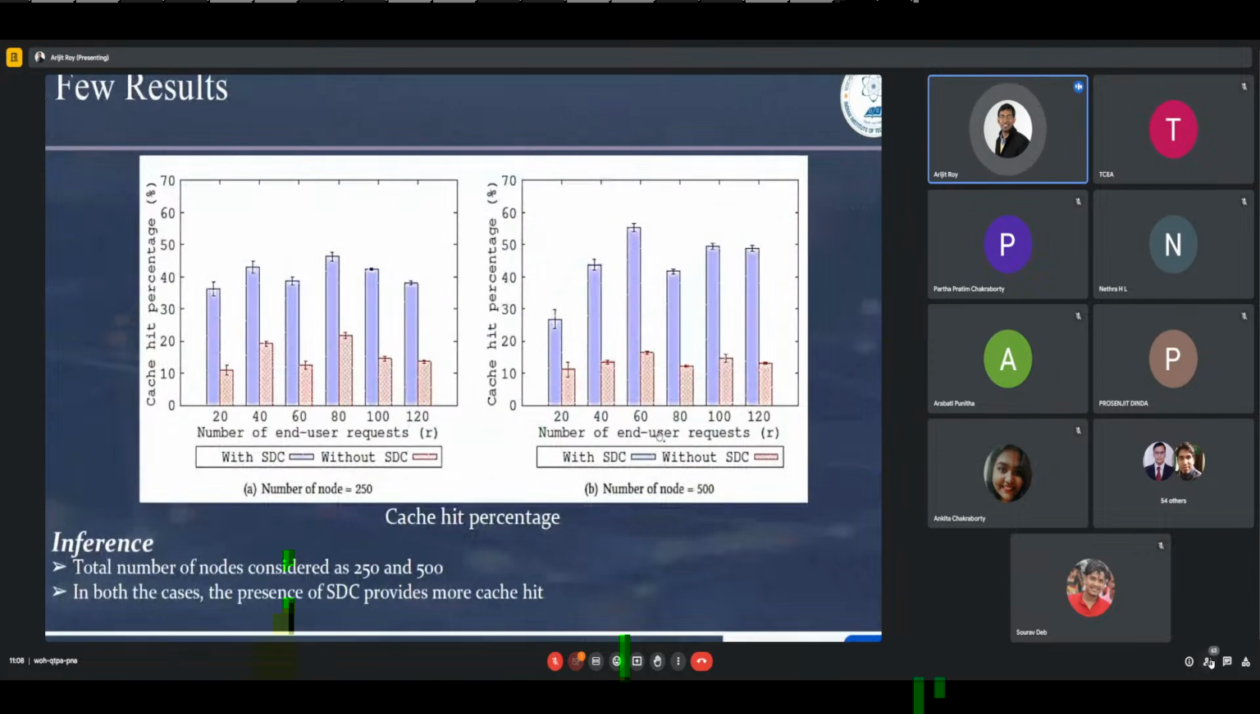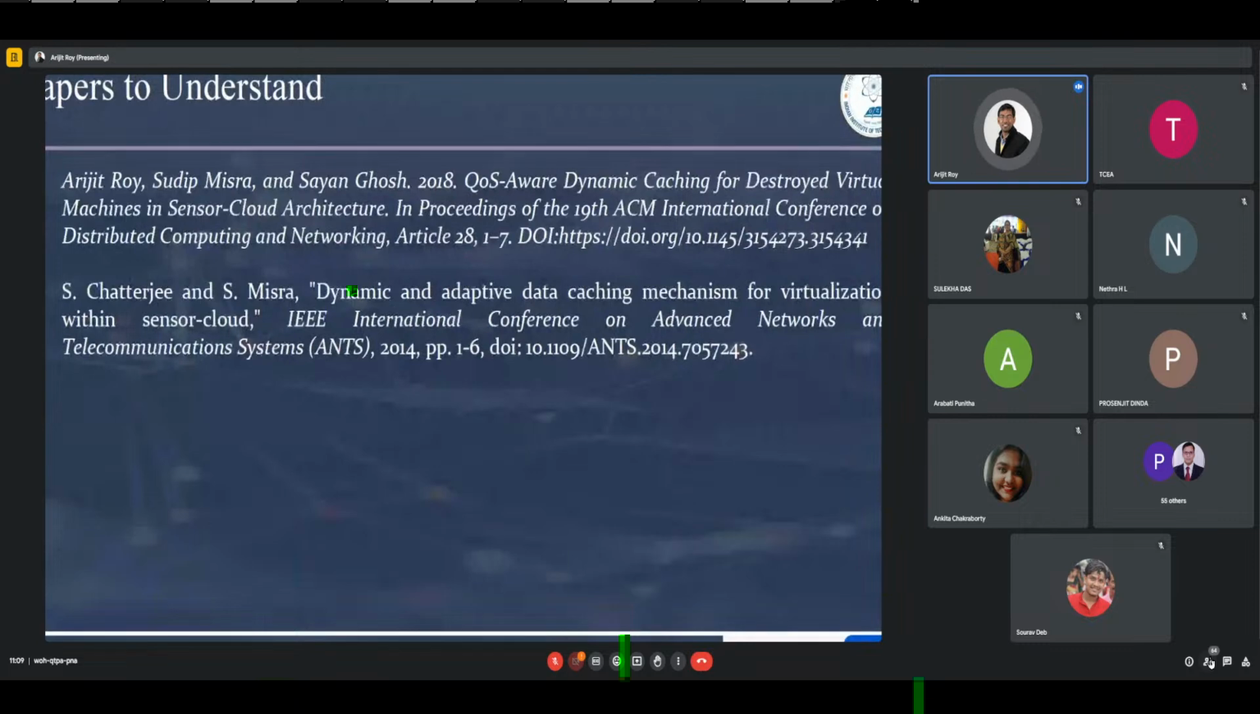So these are again a few results which you can see. Whenever we are using this spatial dynamic cache, there is a lesser amount of miss because we are keeping it. It is obvious also because we are introducing this new cache, that is the spatial dynamic cache. You can go into this paper for understanding the caching.